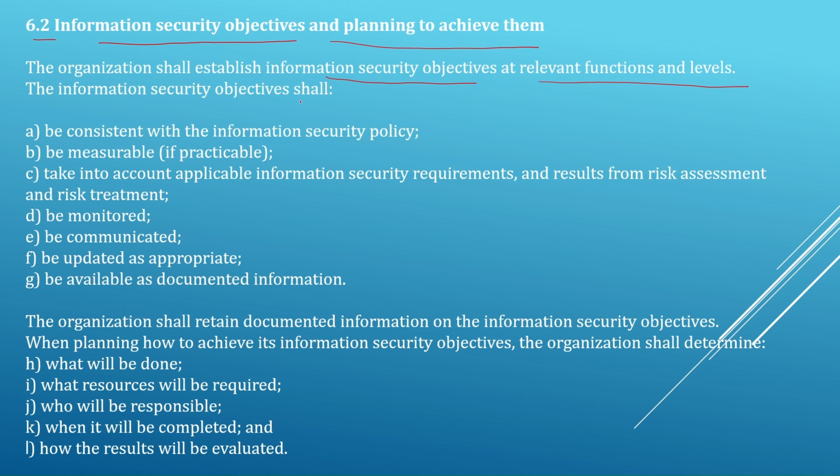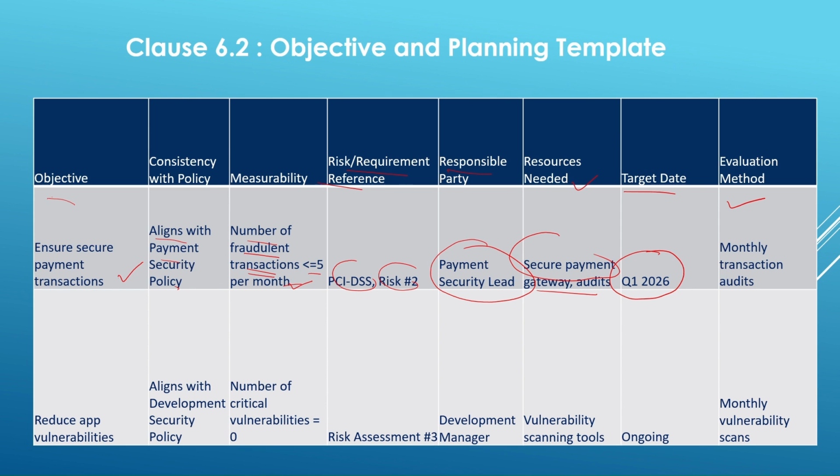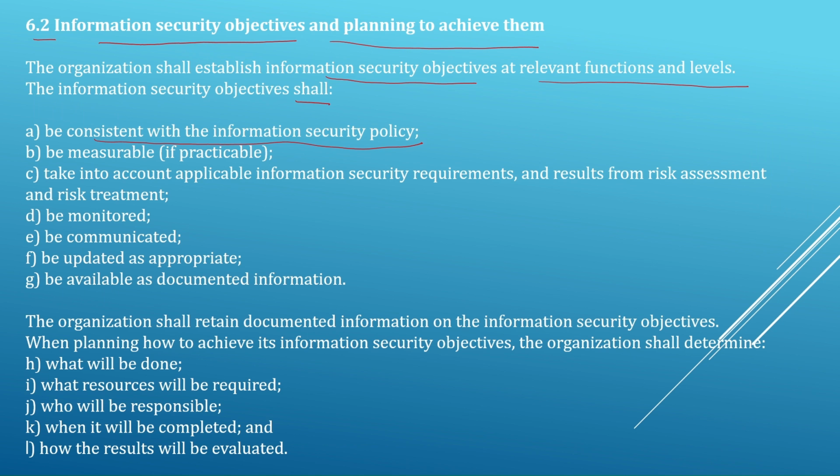The information security objectives shall, now it's giving you some points of what the requirements are here, be consistent with the information security policy. Your company will have an information security policy, so ensure that it is in alignment with it. For example, here we saw that our objective was to ensure that we make secure payment transactions, and we had mentioned this in our payment security policy.